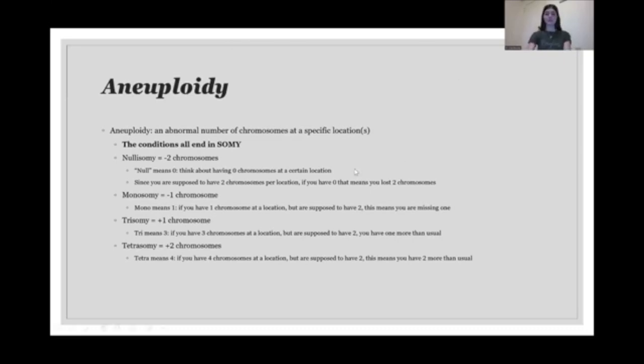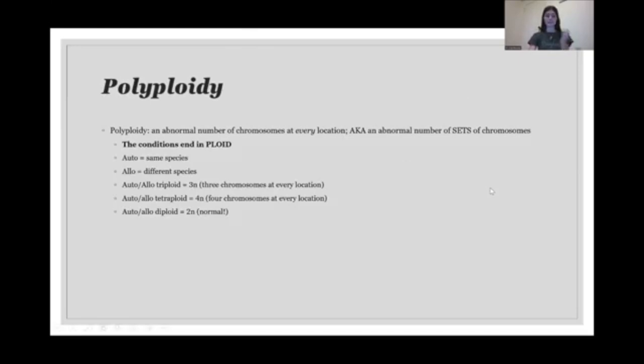Okay. Let's go ahead and look at polyploidy now. Like we said, polyploidy is an abnormal number of sets of chromosomes, like having 3 or 4 at every location. And the conditions all end in ploid. That ending of ploid should sound familiar because we know it from haploid and diploid, where diploid is your 2N, which is normal. Haploid would be 1N, which is half. And then we also have some other options. We have triploid and tetraploid, where tri means 3, so that means 3N, 3 chromosomes at every location. And tetra means 4, 4 chromosomes at every location.